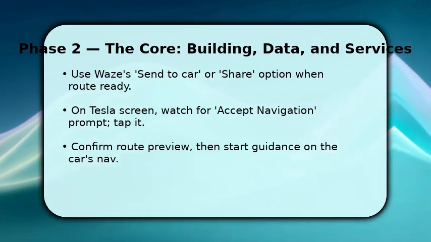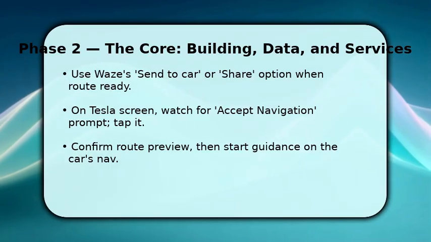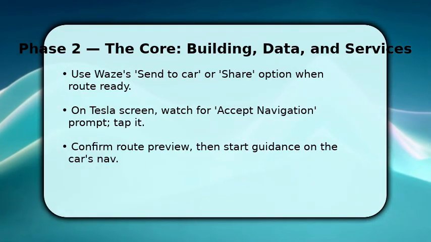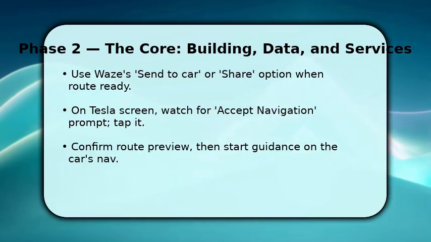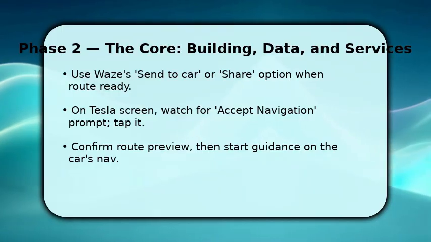You will see an Accept Navigation prompt on the Model Y. Tap it quickly so the route transfers. Next, preview the route on the Tesla map, check lanes and arrival time, and then start navigation in the car so guidance takes over. This step hands control to the Tesla for voice and map directions.